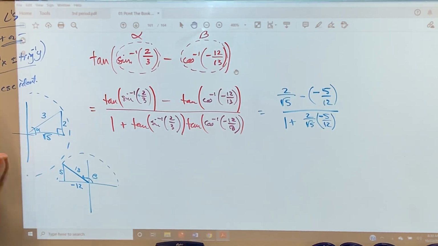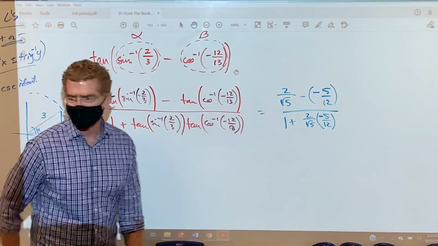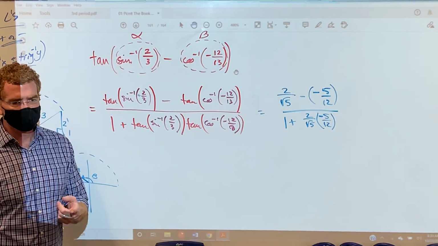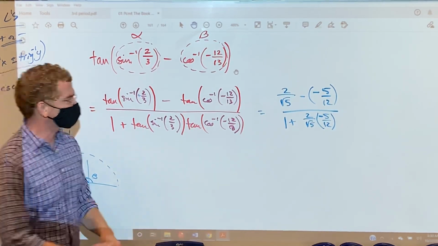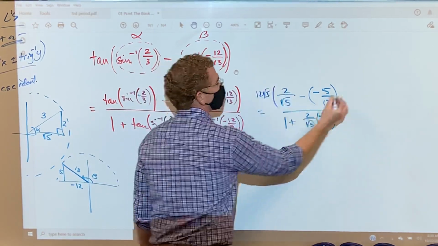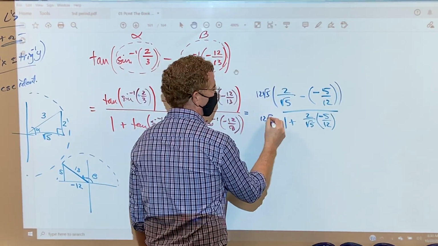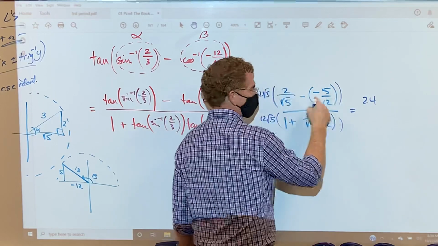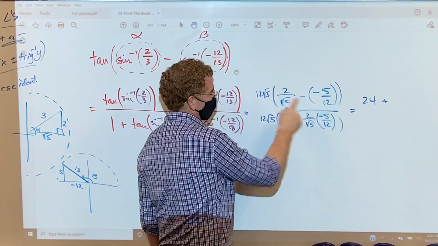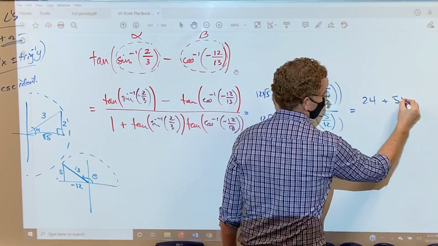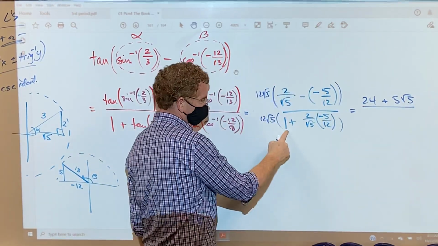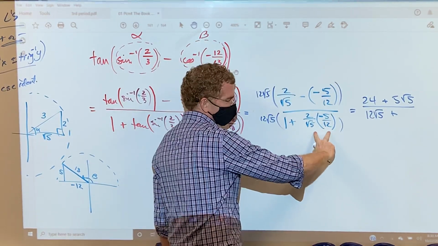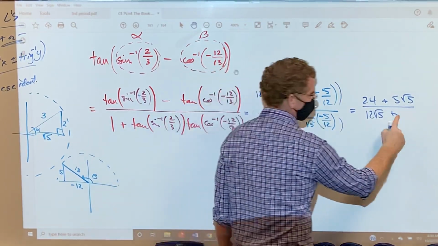What would you do with this ugly fraction inside of a fraction? Multiply by what? What did 12 root 5 do it? Let's see. 12 root 5 on the top, 12 root 5 on the bottom. If I multiply that into that, the root 5s cancel, leaving me a 24. Two negatives is a positive. If I multiply that by that, the 12s cancel, leaving me 5 root 5. Looks good so far. If I multiply by 12 root 5 times the 1, I get a 12 root 5, and a 12 root 5 times that, all of it cancels, leaving me a minus 10.